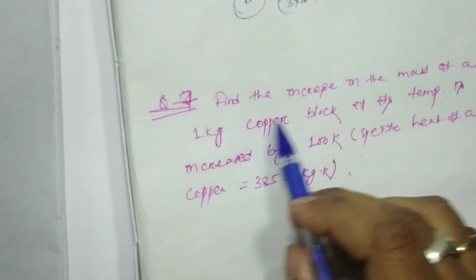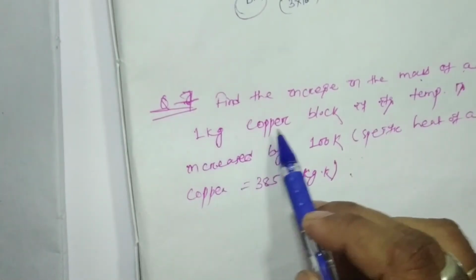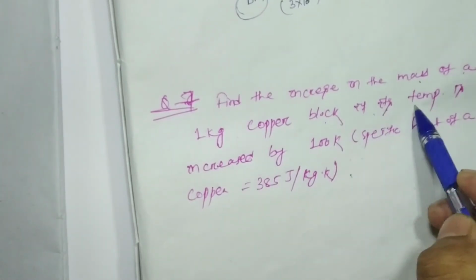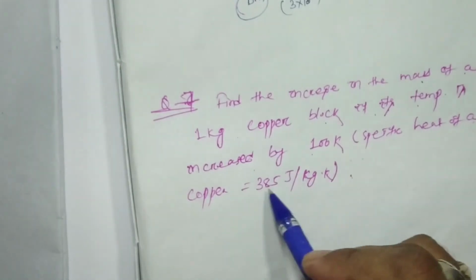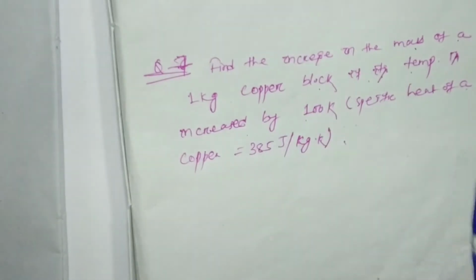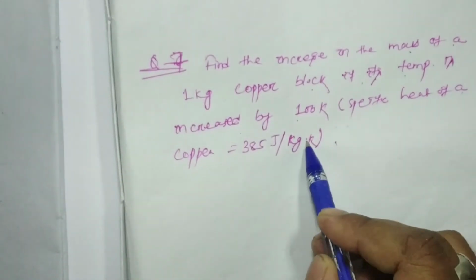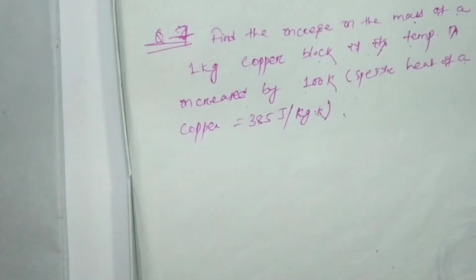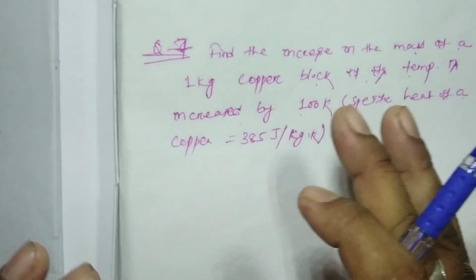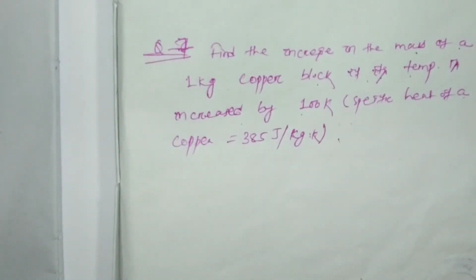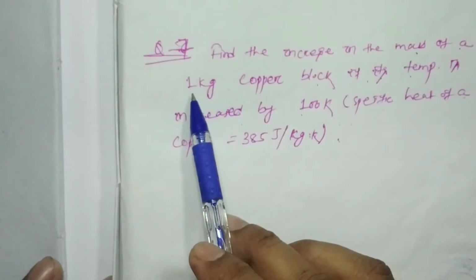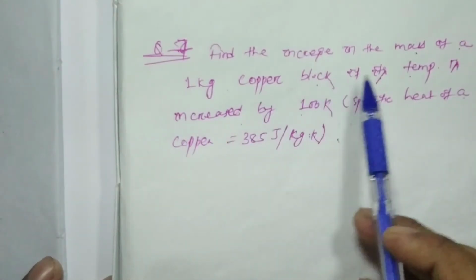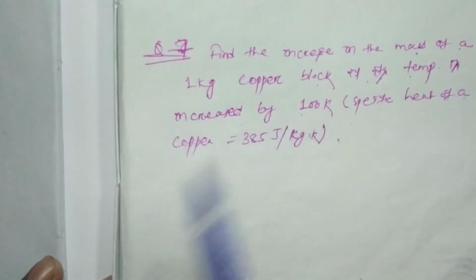Next question: find the increase in mass of a 1 kg copper block if its temperature is increased by 100 K. Specific heat of copper is given as 385 joule per kg Kelvin. It is one of the important questions, and again I suggest that you just write down the question. Next, how do we do it? The mass of the 1 kg copper block increases as its temperature is increased by this much.